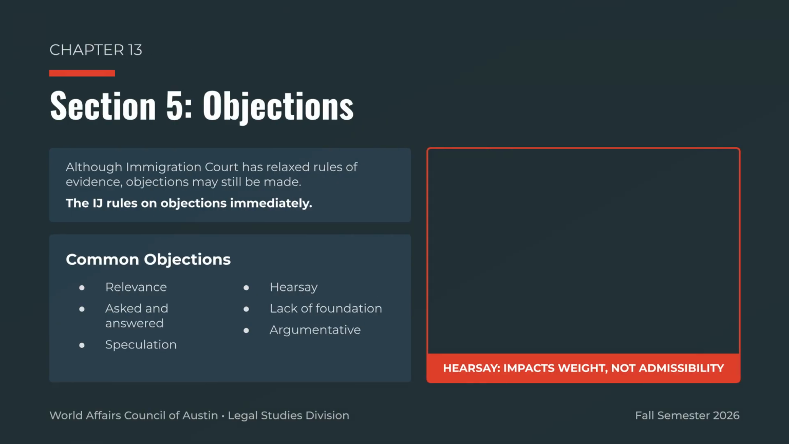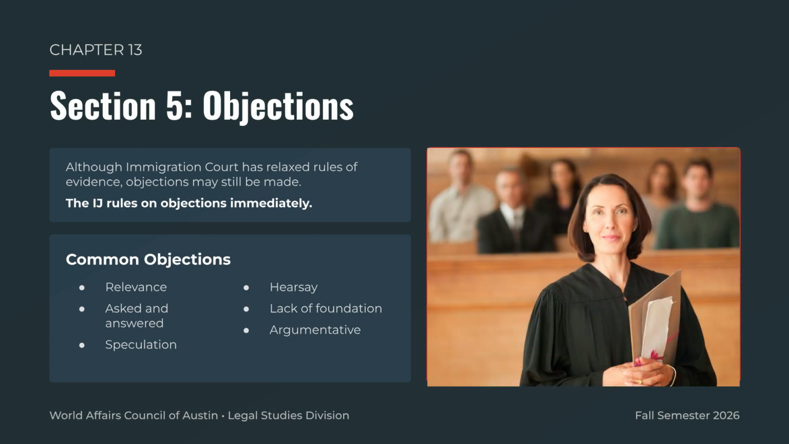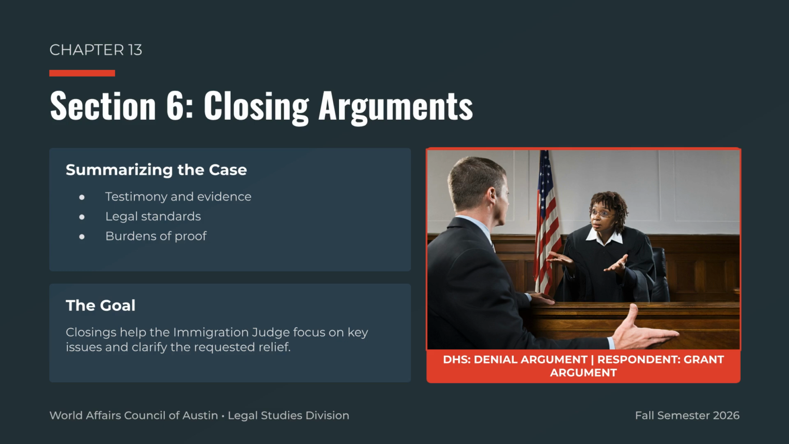Even with relaxed evidence rules, objections are common and are ruled on immediately by the immigration judge. Common objections include relevance, hearsay, lack of foundation, and speculation. Closing arguments summarize the case, emphasizing testimony, evidence, legal standards, and burdens of proof. This step helps the immigration judge focus on key issues and clarify the requested relief.